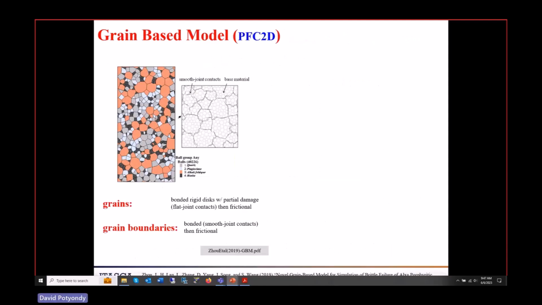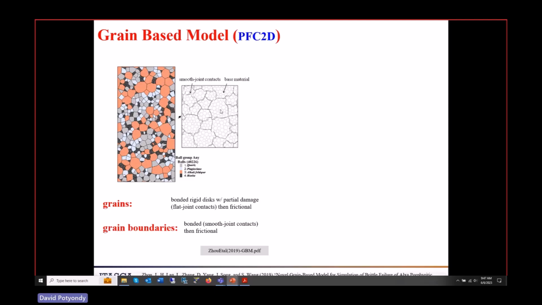And here's an example, a more recent work of people using PFC. This is 2019, where they built this grain-based model. Here they looked at the different mineral types in the rock: quartz, plagioclase, feldspar, biotite. Those are the colors, right? They somehow generated these shapes, I can't remember how, based on some discretization into mineral separate grains like this. Then they colored them based on the type. And then just like before, they put in these smooth joint contacts at all the boundaries here.